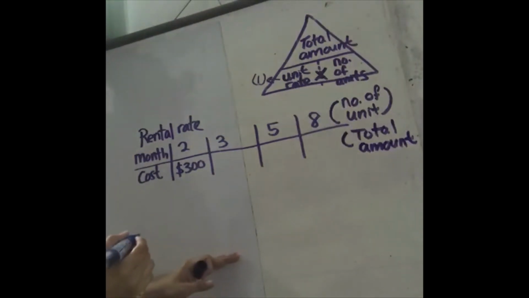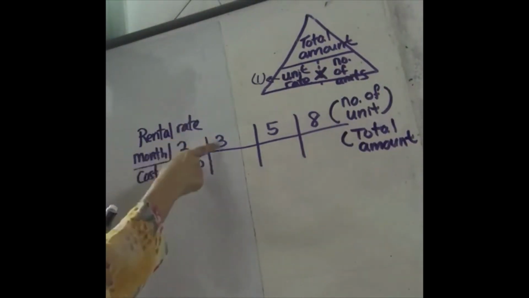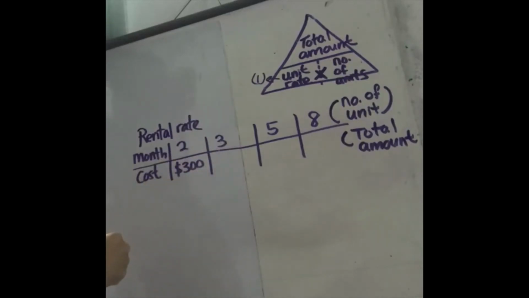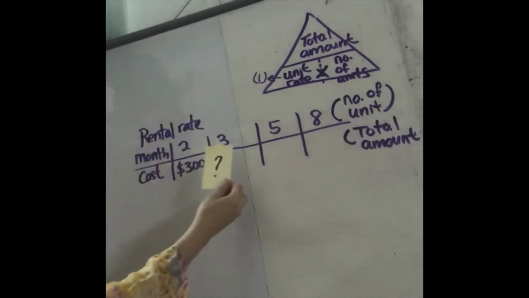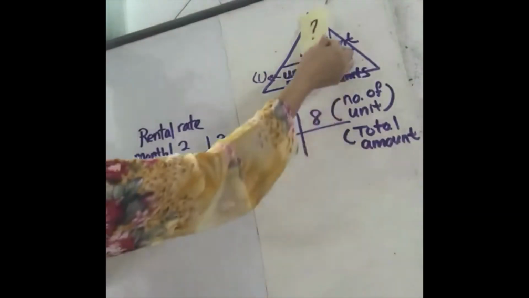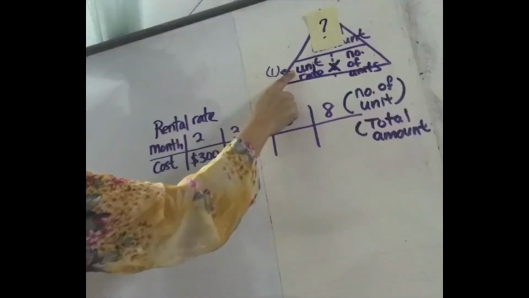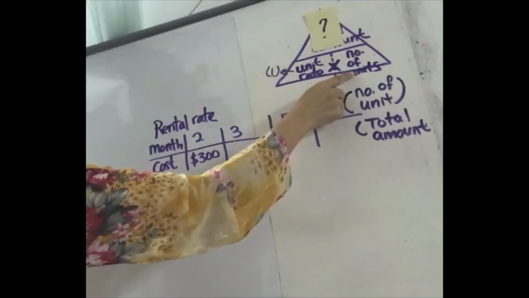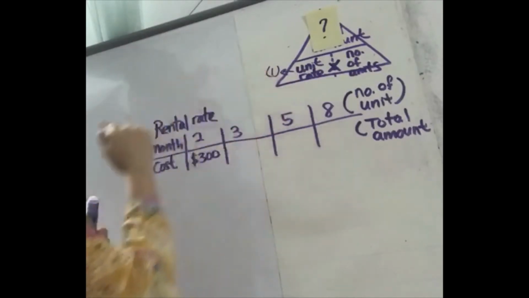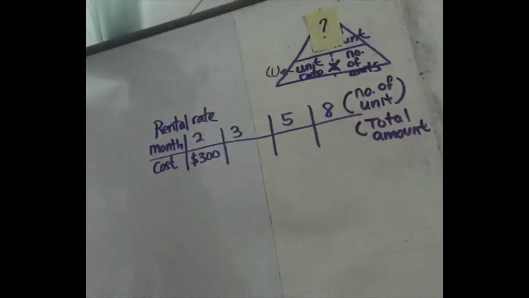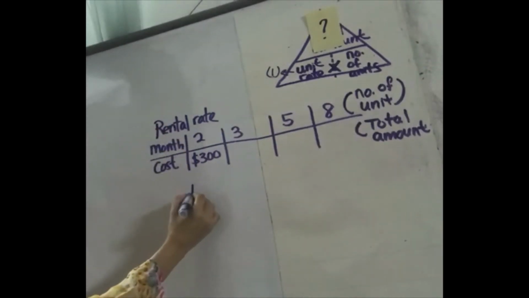Now, let's see. The question here says 3 months. How much do you have to pay in total after staying there for 3 months? So we have to find the total amount. Put the question mark here. So the unit rate times the number of units. Now unit means 1. Uh-oh. Do we know how much is 1 month? Can we find the total of 1 month? We don't have it, right? So we need to find out 1 month.